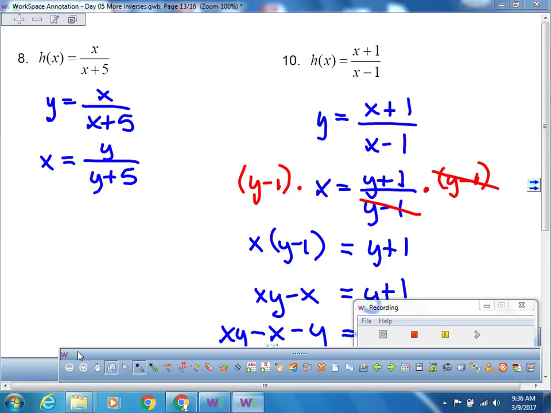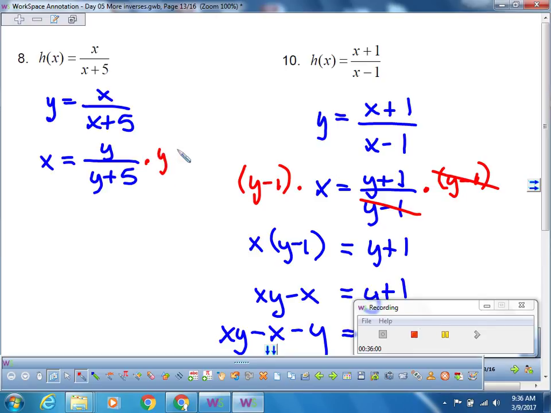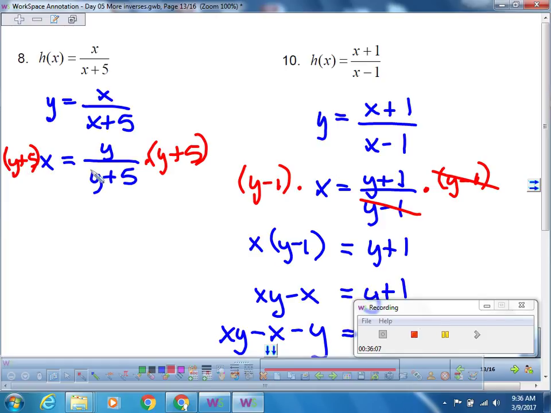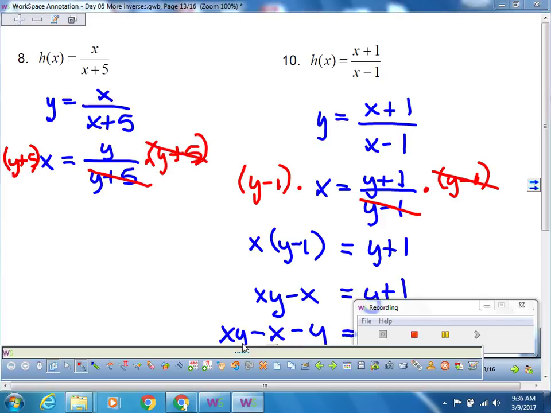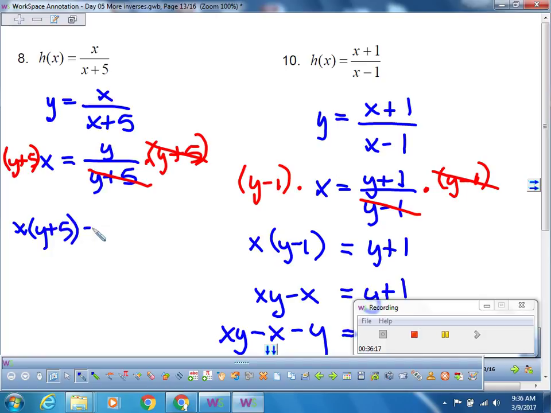All right, so I did the same thing as I did over here, correct? So what did I do to this side now? How did I get rid of this y minus 1? I multiplied both sides by y minus 1, so that means what am I going to do with this one? I'm going to multiply by y plus 5. Correct? And that means this goes away. And now we're left with x times y plus 5 equals y.